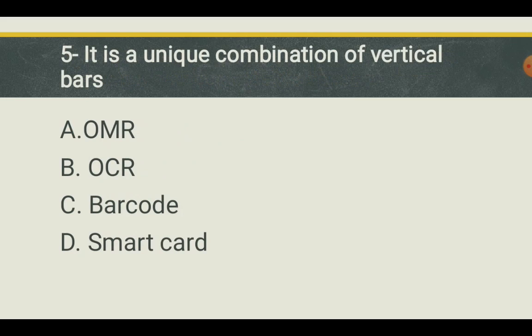Next. Question 5. It is a unique combination of vertical bars. A. OMR. B. OCR. C. Barcode. D. Smart card. Please note your answer on the paper. 5, 4, 3, 2, 1. I hope you have noted your answer.